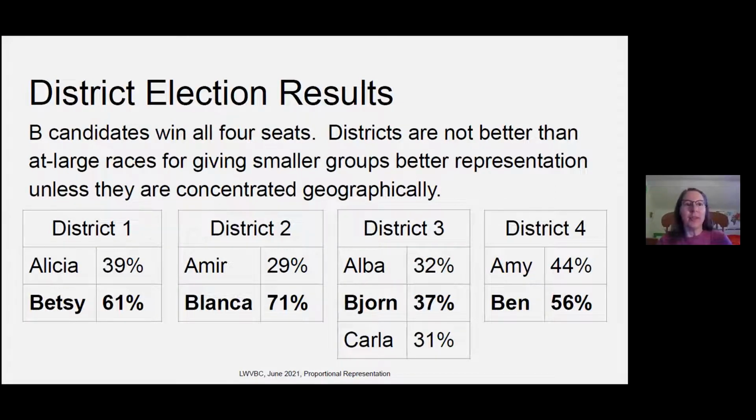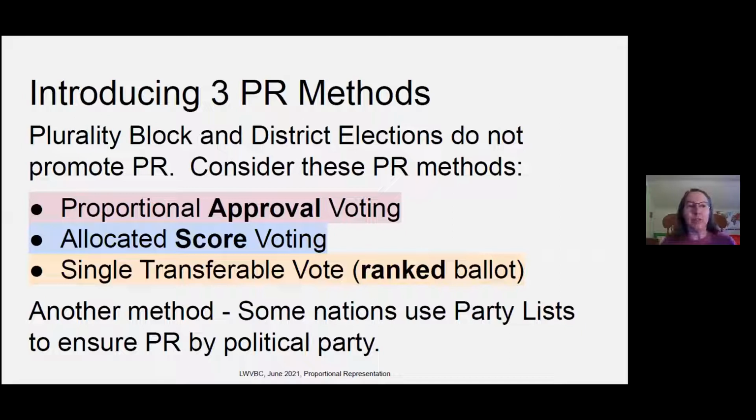Okay. So we're going to have 3 proportional representation methods to solve this problem of lack of representation of the voters. There's also another method that's used widely in other countries called party lists, but that only ensures proportional representation by political party. And Americans tend to like their independence, and many do not affiliate with the party. So the party list option is not discussed very much in the United States. Instead, we're going to discuss these 3 that are highlighted in different colors, and as we go through, the slides will also be highlighted in these same colors.